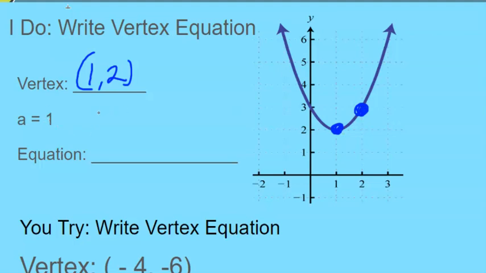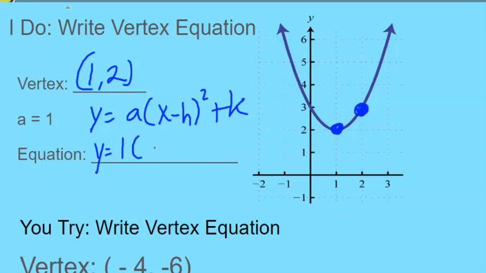So the vertex form equation is y equals a(x minus h) squared plus k. So we have y equals 1 times (x minus 1) squared plus 2. That's our equation. Of course, we don't have to write this 1 out here at the front, since we could assume that's a 1 there.